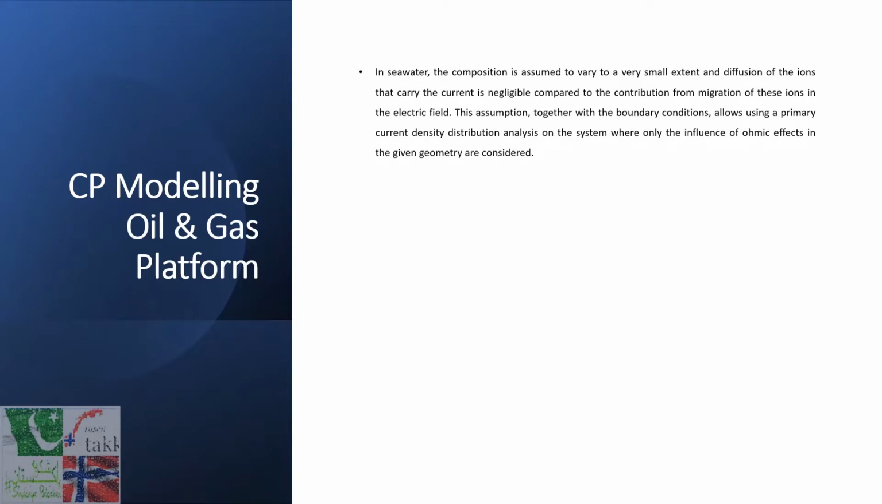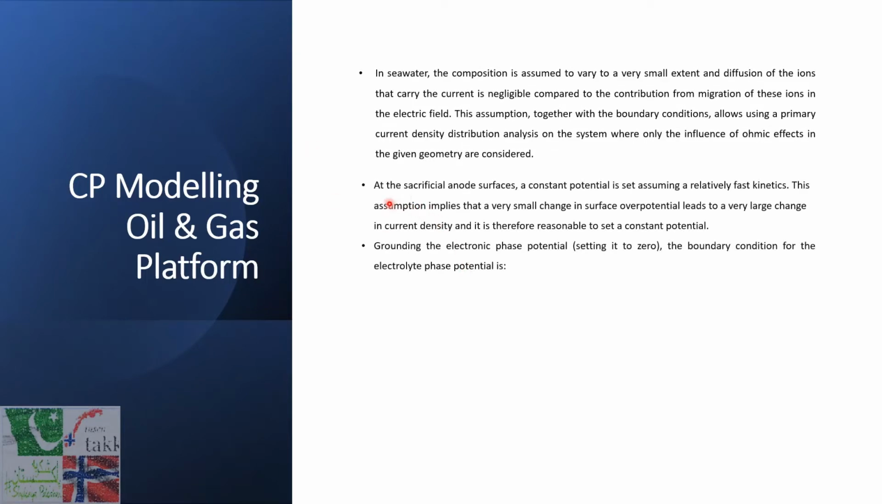Further to that, at the sacrificial anode surfaces, a constant potential is set, assuming a relatively fast kinetic. This assumption implies that a very small change in surface potential leads to a very large change in current density, and it is therefore reasonable to set a constant potential. Grounding the electronic phase potential, setting it to zero. The boundary condition for the electrolyte phase potential is given below.